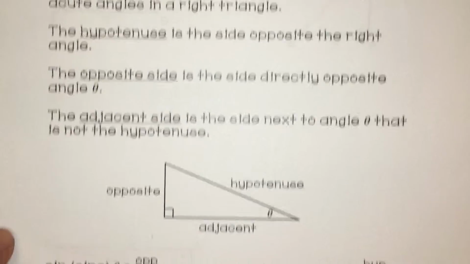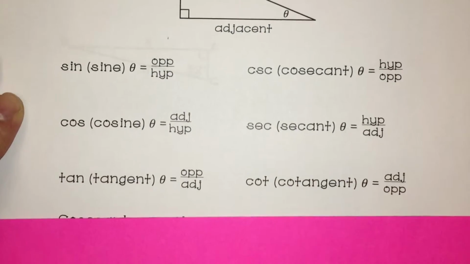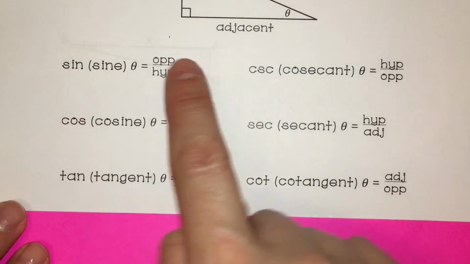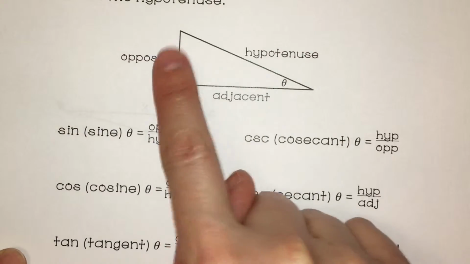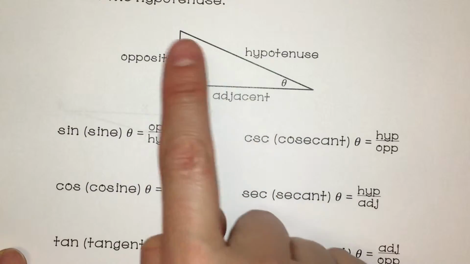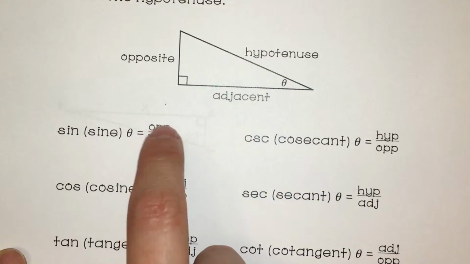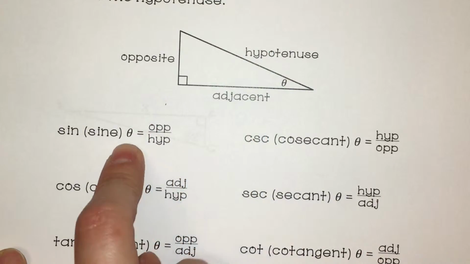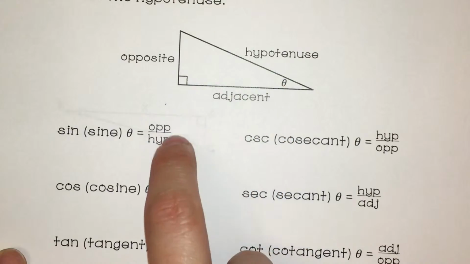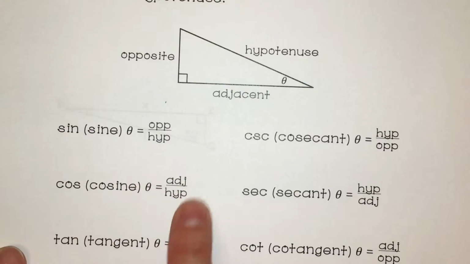Okay. So here are some of the functions that you're going to need to know. Sine of theta is always opposite over hypotenuse, meaning you can find the angle measurement if you know the lengths of the opposite and the hypotenuse, or you could find one of the side lengths if you know the angle measurement and one of the other side lengths. So these are very important. Cosine is adjacent over hypotenuse. Tangent of theta is opposite over adjacent.